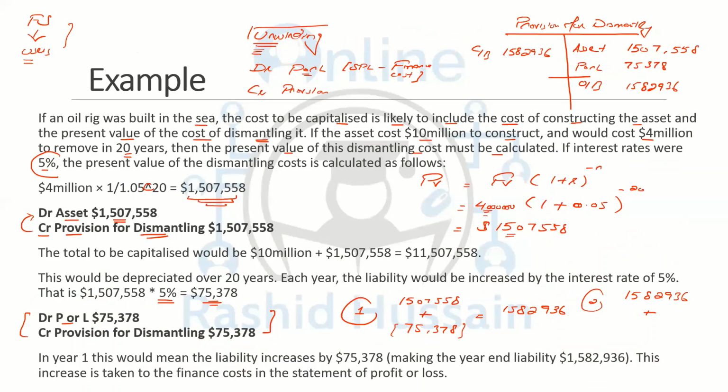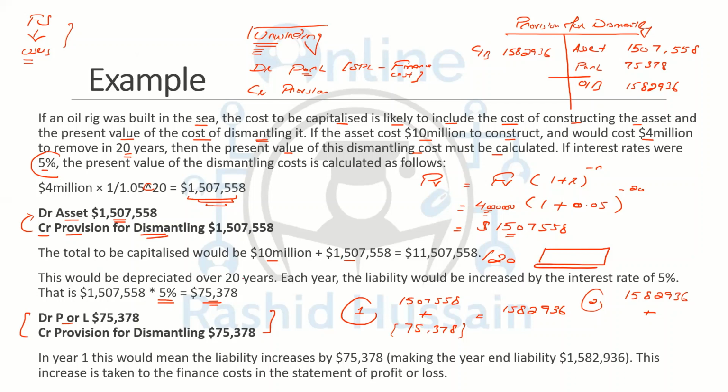Now, how is the depreciation calculated? The cost of construction was 10 million, and then there was 1,507,558, or you can say 1.507 million. You're going to add this, and it's going to give you 11 million something. And then you depreciate it over 20 years. This is going to be the figure you will have in the exam.